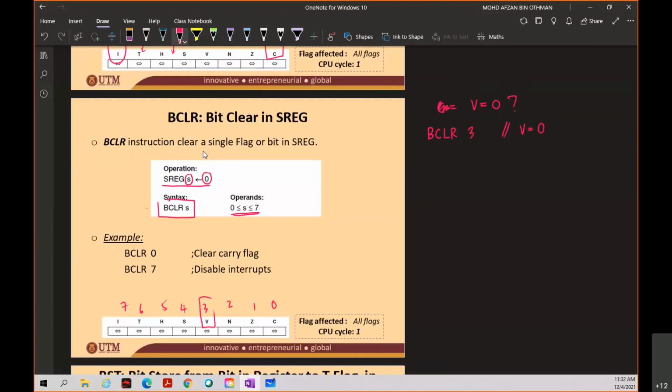If you are going to disable your interrupt flag, what are you going to do? Disabling the interrupt flag means that you are going to put I equal to 0. So you just use BCLR 7. What happens after you execute this line? Your I is now equal to 0. Your I flag is cleared, which means you put 0 to that I flag.